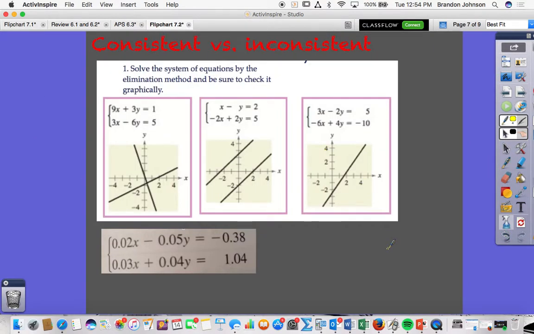All right, this one over here, just a heads up down here, if I were to solve this one, a good way to solve this would be to multiply by 100 to get rid of these decimals. So if I multiplied by 100, I'd have to do it to all three of these, right? Can't just do it to one. Got to give love to all of them. So we'd have 2x minus 5y, because we'd move the decimal twice when we multiply by 100. And that equals negative 38. The second one would be 3x plus 4y equals 104.